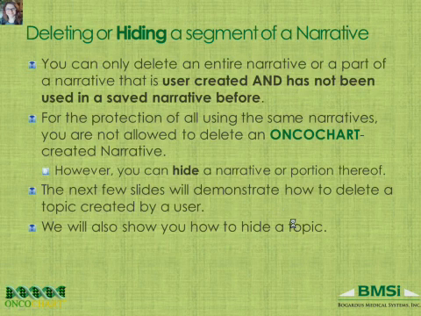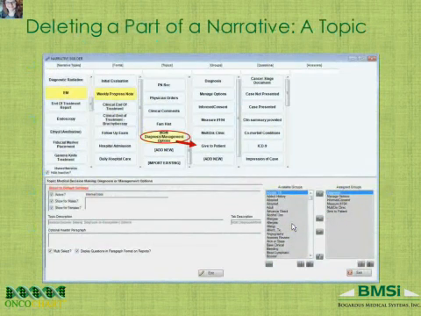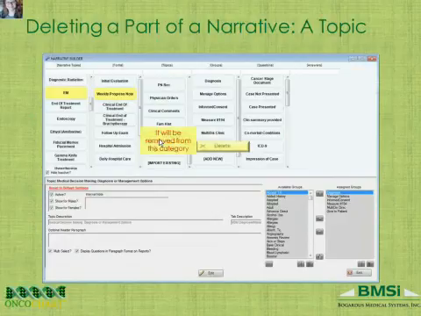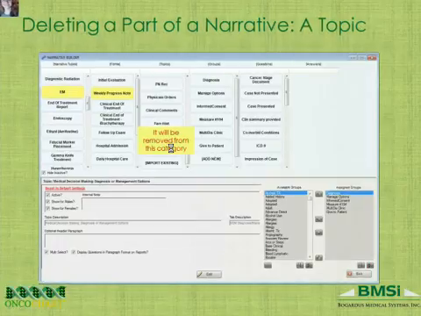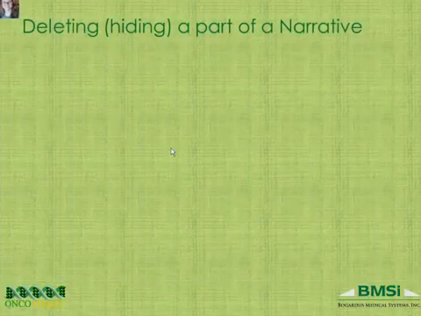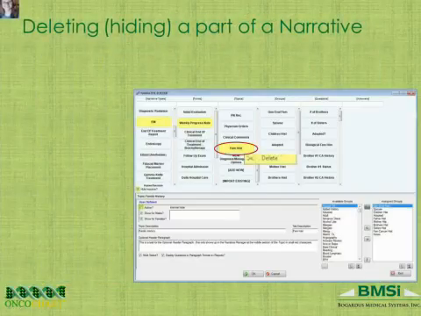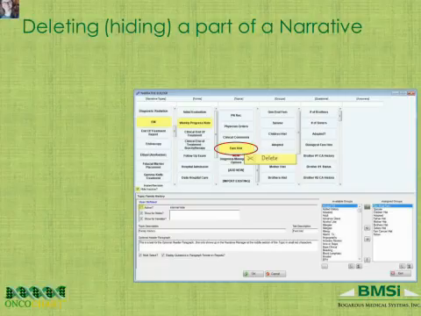If, however, I choose an OncoChart created topic or a topic I've used in a narrative before, when I right-click on it and hit Delete, I would get a message stating that I cannot delete this topic because it's currently in use by at least one narrative. However, I can hide it. Notice the active checkbox. The default is for this to be checked. I need to click on the active checkbox to turn it off, and then make sure Hide Inactive is checked, which it is. It's a default as well. Then it will be hidden from the narrative.